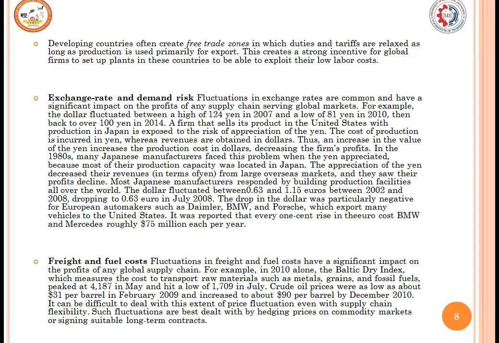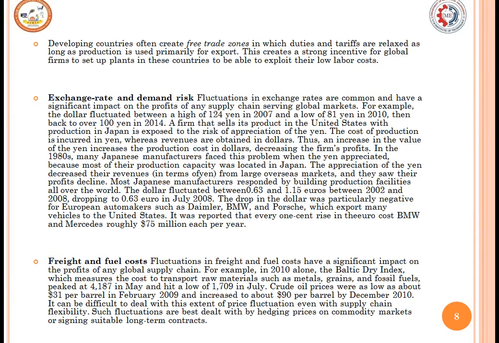Exchange rate and demand risks are also there. Fluctuations in exchange rates are common and have a significant impact on the profit of any supply chain serving the global market. For example, if the dollar fluctuates between a high of 124 yen in 2007 to a low of 81 yen in 2010, then production in Japan is exposed to the risk of appreciation of the yen, because the cost of production is incurred in yen. So they have to consider exchange rate and demand risk.